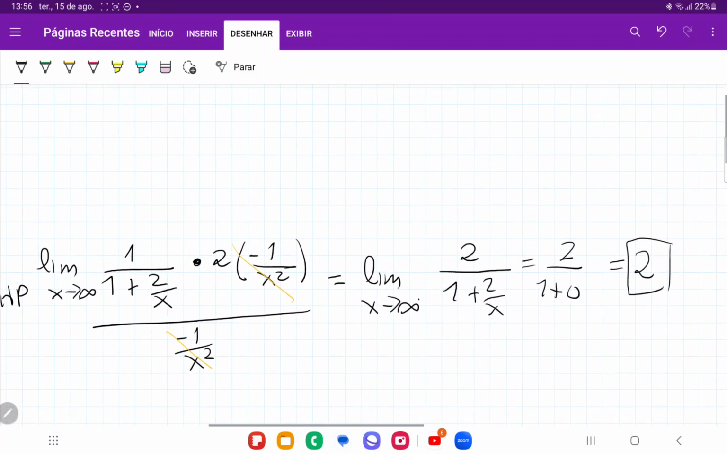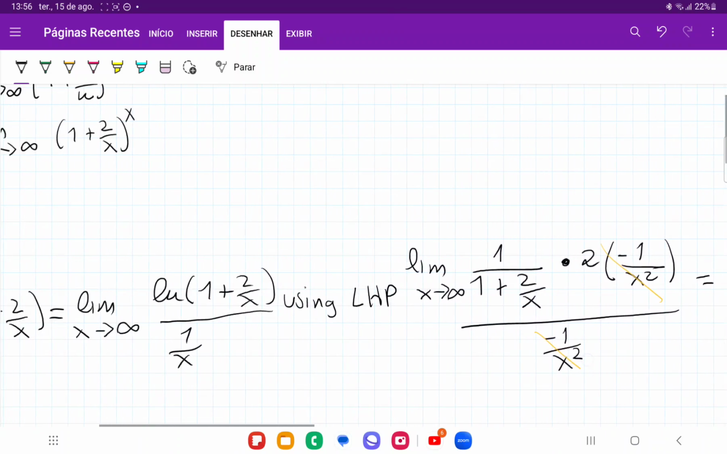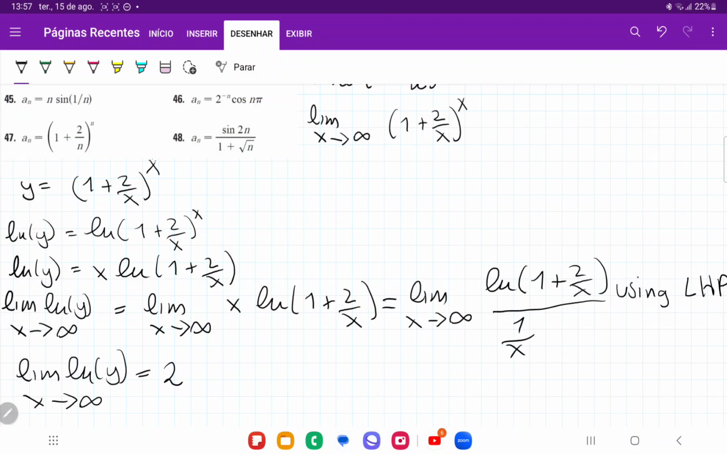And now we can't forget that the whole thing here was, we found that this limit was equal to 2, so let's scroll back. So remember that we have here that the limit of ln y as x approaches infinity is equal to 2, right? This here is our whole thing. However, we don't want ln y. We want the limit of y. Remember, because y is this guy here, which is what we want.